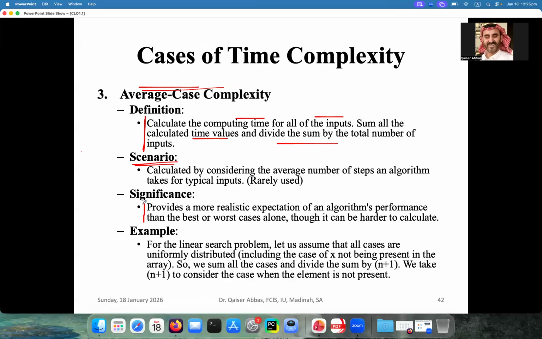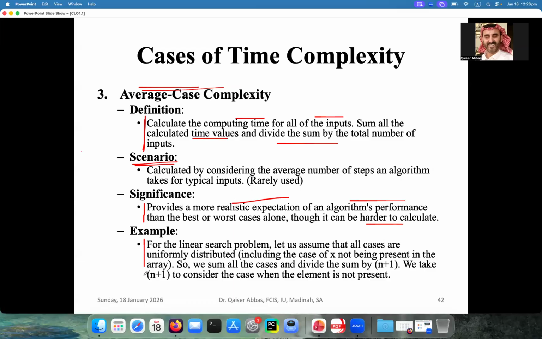So due to this, it provides us a more realistic expectation of the performance of an algorithm than the other methods, which are the best and the worst. But it is a little bit hard to calculate, because you have to sum and then you have to divide.